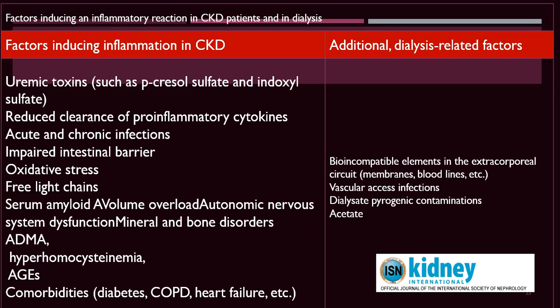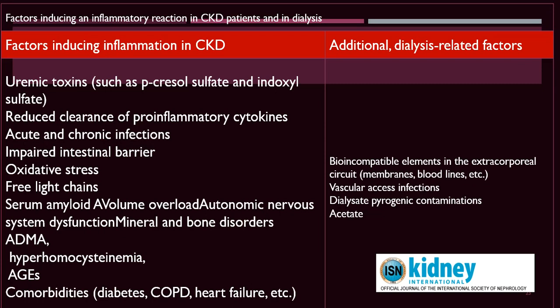amyloid A proteins overload, systemic dysfunction, mineral and bone disorders, asymmetric dimethyl arginine, hyperhomocysteinemia, advanced glycation end products, as well as comorbidities. All these are factors that induce inflammation in patients on dialysis and predispose the already accumulated beta 2 microglobulin to be deposited in the synovium.